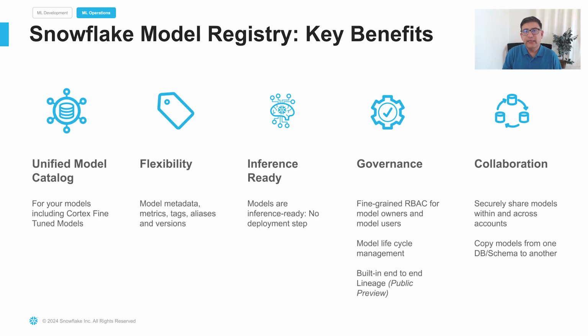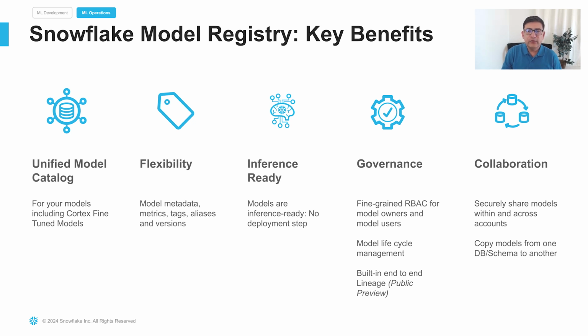So before model registry, many of our customers were writing ad hoc UDFs by hand to create model inference functions. Now, model registry provides lots of advantages over this. First of all, it is a unified catalog of your models in one place, which includes your custom models as well as any Cortex fine-tuned models, LLM models, for example. It supports rich metadata, metrics, tags, and versioning. Also, models in the model registry are inference ready, which means that they're automatically deployed and available for inference, which you can call from SQL or Python in the warehouse. You do not have to do anything additional to do this.